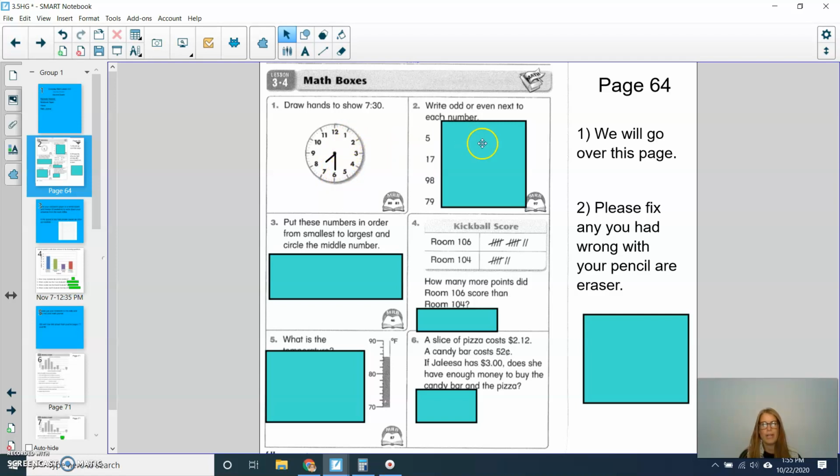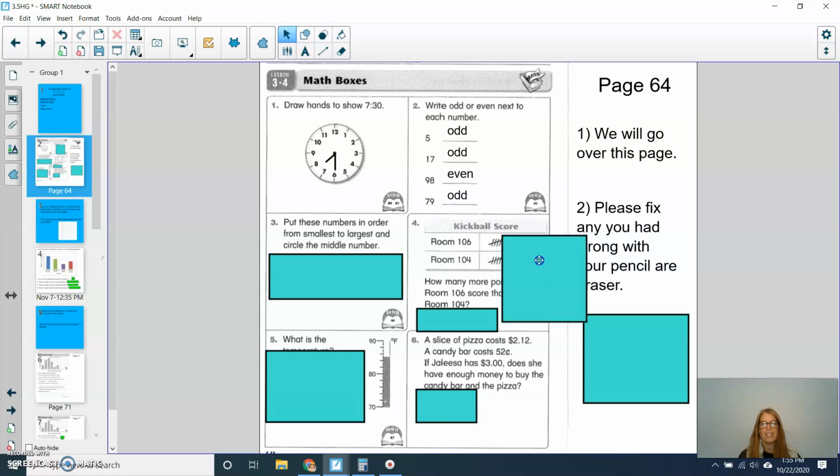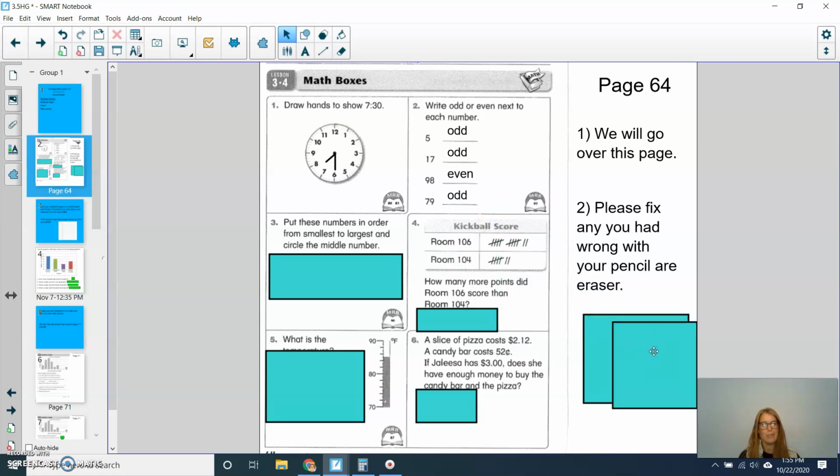For question number 2, write odd or even next to each number. So a 5 would be an odd number, 17 is an odd number, 98 is an even number, and 79 is an odd number. When I'm deciding if it's an odd or an even number, I want to think about that ones place and think if I was able to cut that number in half. So I know that I could divide 8 evenly in half, but my other numbers, I could not cut them in half evenly to get whole numbers.